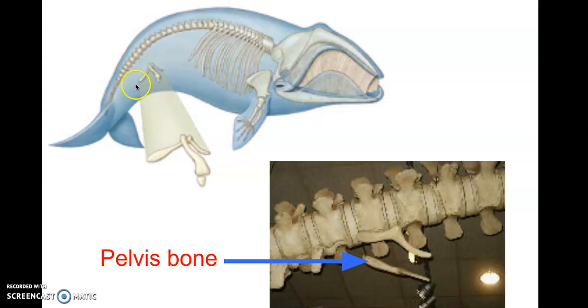Also, it doesn't show it, but there are rear hind leg bones. They're still inside the whale, the hind leg bones, and they're not as small as they used to be. They're getting smaller, and they're no longer used. But they're still there. You can see it. So this is an example of how this whale has evolved over time, from a land creature to now a sea creature.